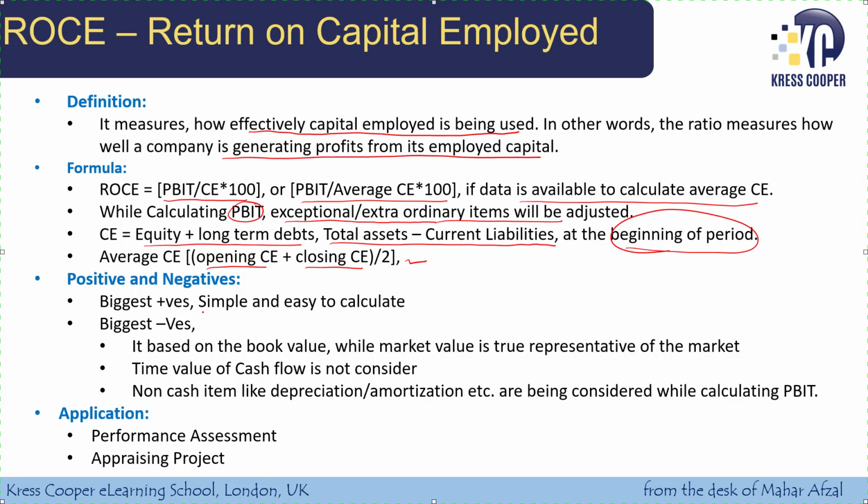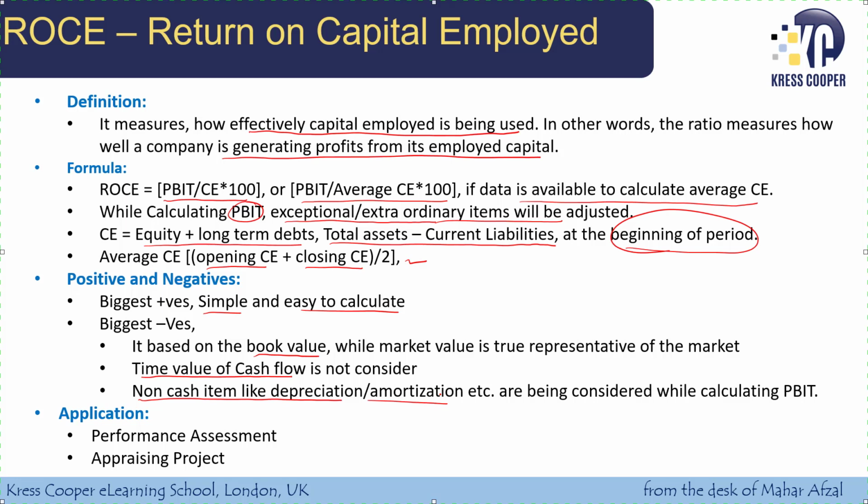So what are the positives of this method? The biggest positive is that it is simple and easy to calculate. The negatives are: it is based upon the book value of the capital employed. It doesn't consider the time value of cash flows. Third, it is based upon non-cash items like depreciation and amortization. So these are the negatives of return on capital employed.